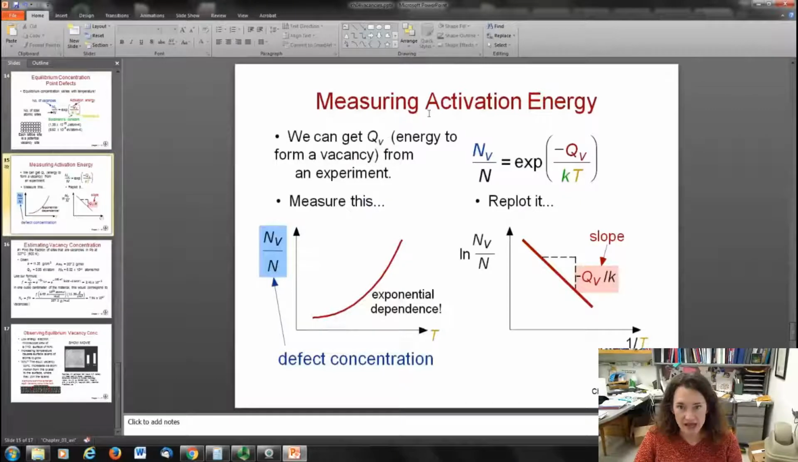And we can get the activation energy from an experiment. For example, if you have a material and you vary its temperature and measure the number of defects or the fraction of defects, then you can get an exponential dependence. Here, as we increase the temperature, we see this exponential curve forming. Then you can take the log of both sides, and that forms a straight line. And from the slope, you can extract that activation energy.